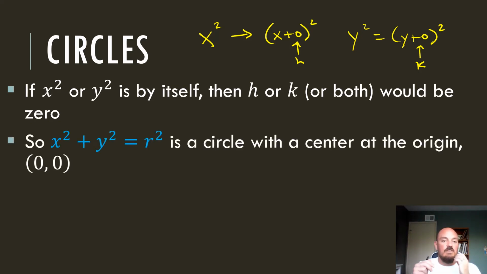So if I gave you an equation of a circle and it was x squared plus y squared equals some number, r squared, then it's a circle where the center is what we call the origin, or the point 0, 0. It's the middle of the coordinate plane.